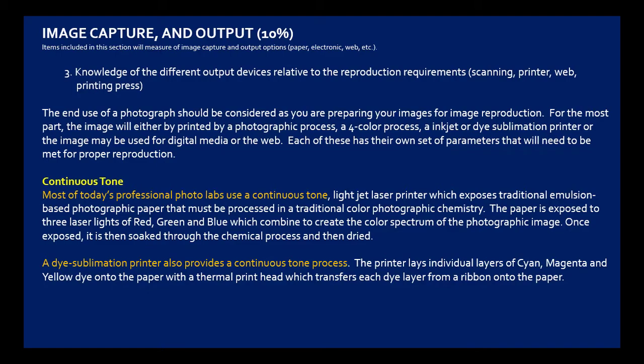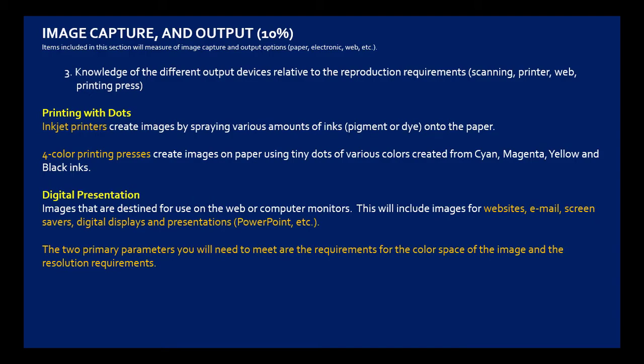With dye sublimation printers, they also provide a continuous tone process, but they do so by creating individual layers of cyan, magenta, and yellow dye onto the paper with a thermal print head to transfer each dye layer from a ribbon onto the paper. Several processes create their images through the use of dots. Inkjet printers create images by spraying various amounts of inks, pigments, or dyes onto the paper. A 4-color printing process creates images onto paper using tiny dots of various colors created from cyan, magenta, yellow, and black inks.